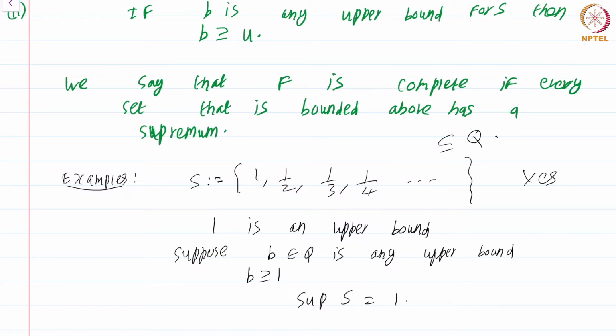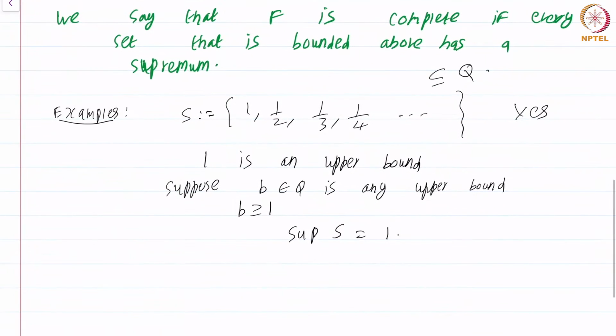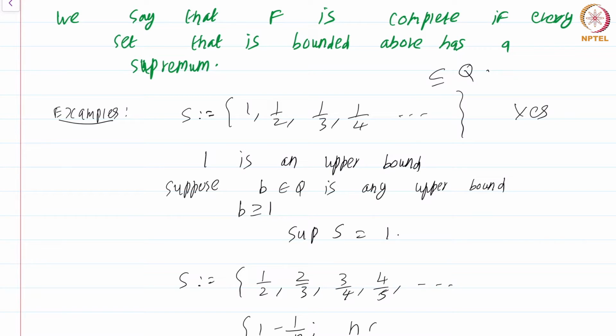Okay. Let's see another example. It's a slight variant of this example. I define S to be, instead of 1, 1/2, 1/3, and so on, I'll define it as 1/2, 2/3, 3/4, 4/5, and so on. This is just 1 minus 1 by n, such that n is in N and n greater than 1.